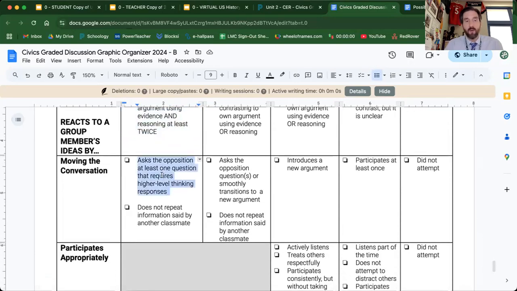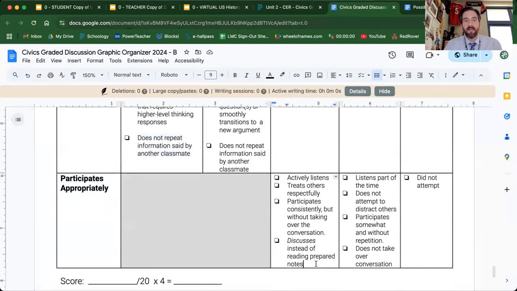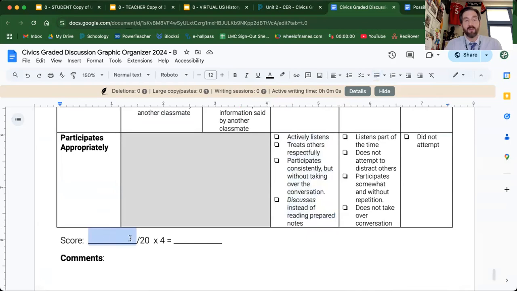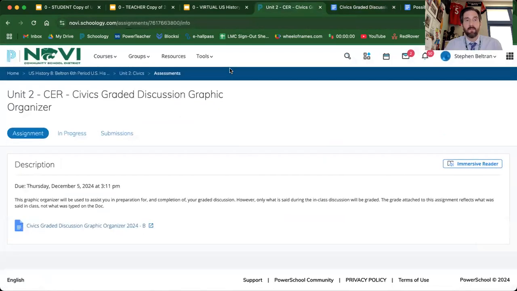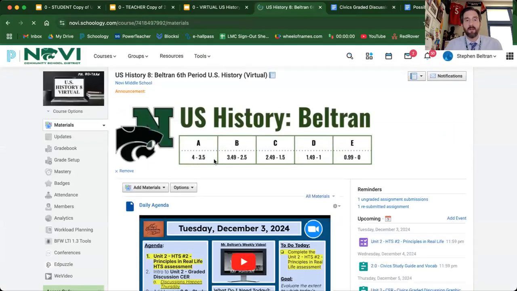And then this is where you ask the good questions, at least one higher level, right? Not yes, no. And we're not just repeating information said by another classmate. Last but not least, making sure that you are actively listening, being respectful. Those should be gimme points down there at the end. We're going to multiply or divide your score by 20, multiply that by 4 to get that average. And then we'll use this scale to translate, right? 3.5 and above will be a 4, 3.49 to 2.5 will be a 3, and so on and so forth.